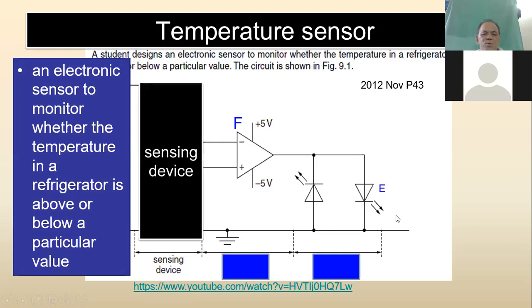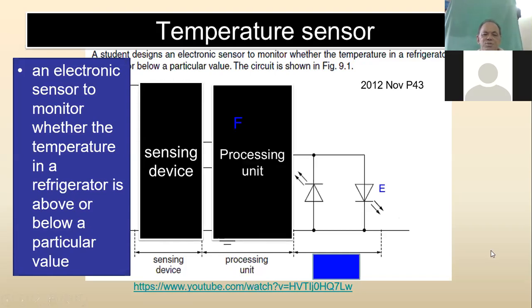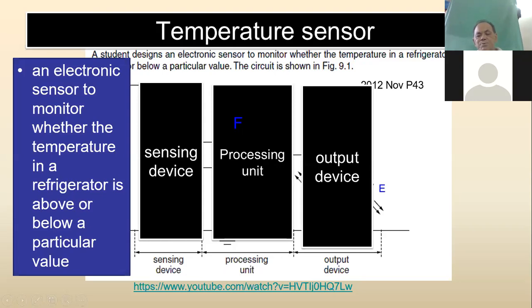So usually we want to draw that complicated circuit, we just want to represent it as a sensing device. And the other one is a processing unit. So sometimes we just want to draw that rectangle, call it processing unit. And same with the last part, the output. It's an LED. Yeah, it can be different color. It should indicate the temperature of the surrounding of the refrigerator. So that's the output device.